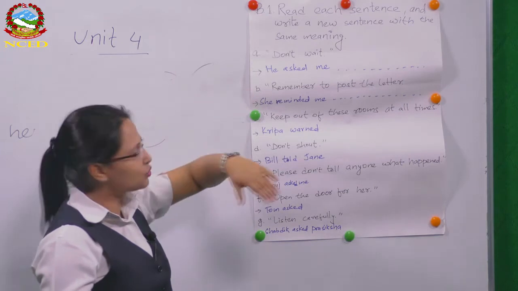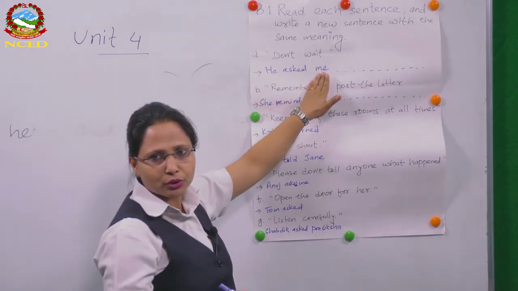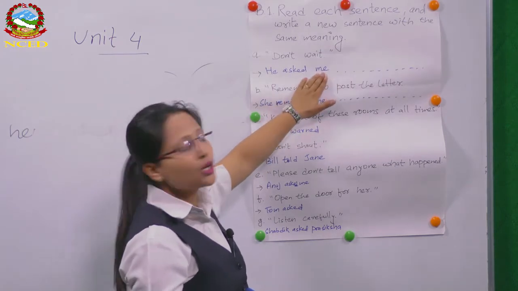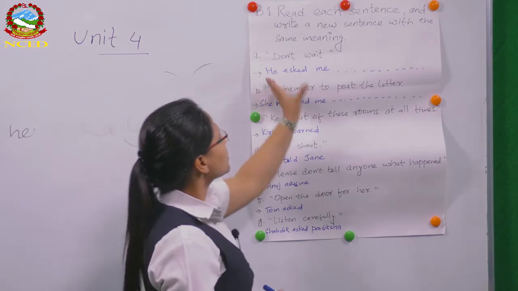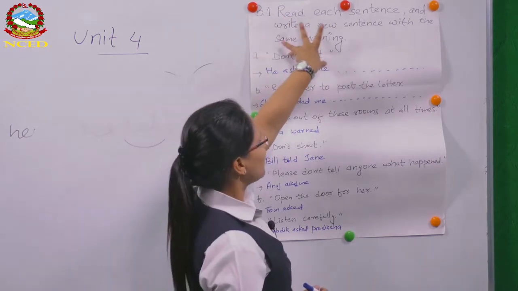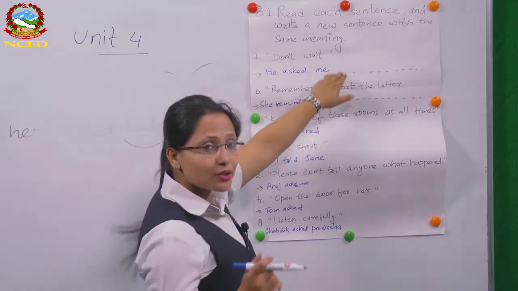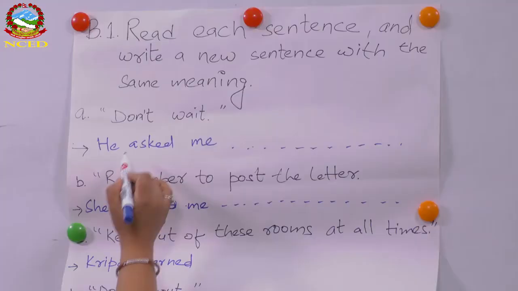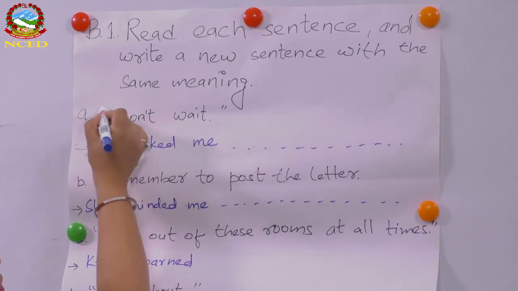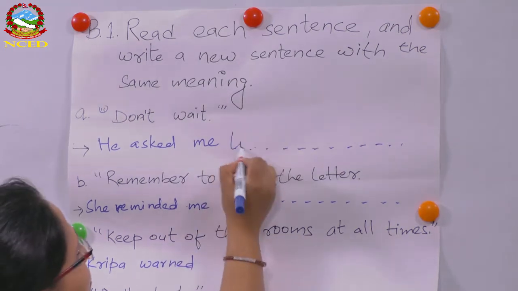Okay, so the first command is don't wait. And to make it easy for you, the reporting clause is already given in your book. So I have copied the same here. So we don't need to worry here about the reporting clause. We just need to change this command into indirect speech here. Okay? So are you also trying to do it? Yeah. Okay, let's do it together. He asked me. Now how do we replace this inverted comma? Yes, we use to.